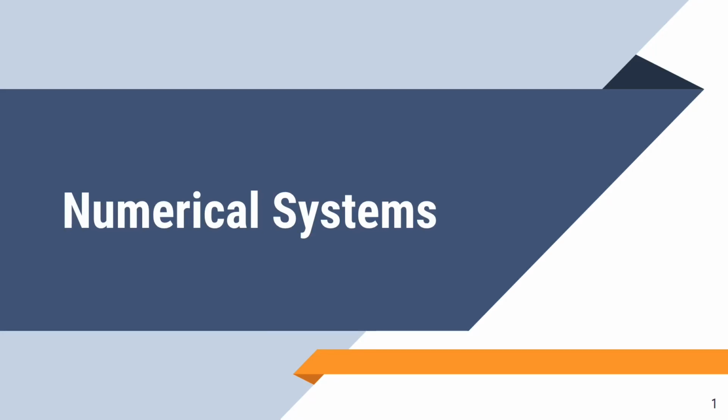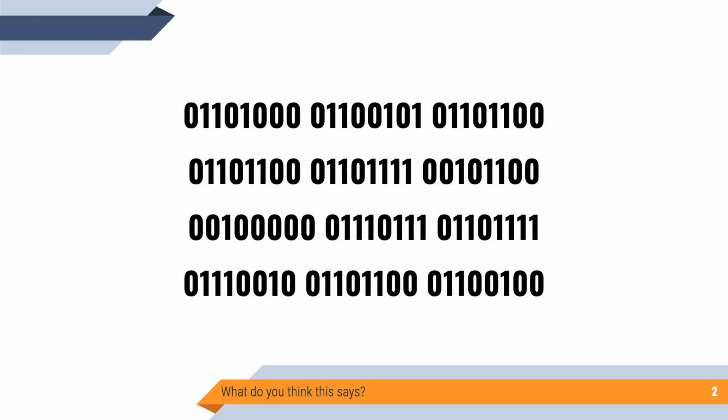Alright, today we're going to be talking about numerical systems, otherwise known as numeral systems. Before we get into the lecture, I want you to try understanding what you think this says. This is binary code and it outputs a certain string or text. String is the same thing as text. So this binary code outputs a text.